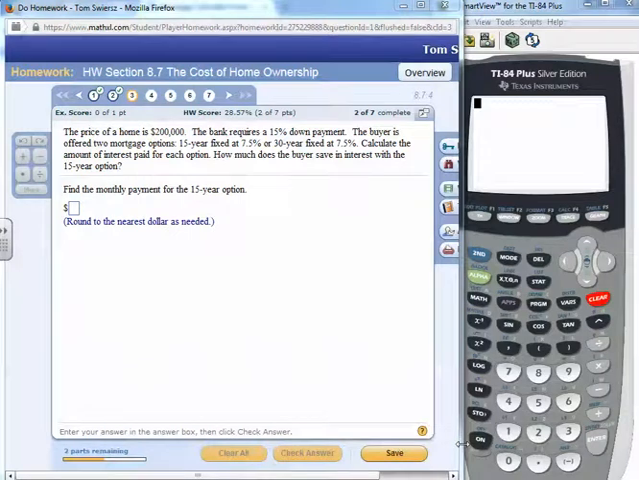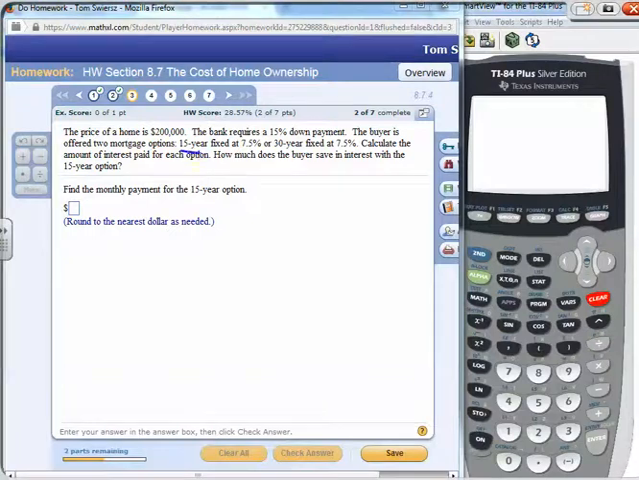Let's go ahead and solve problem homework exercise number 3 from section 8.7. It states the price of a home is $200,000. The bank requires a down payment of 15%. The buyers offer two mortgages, 15-year at 7.5% or 30-year at 7.5%. Calculate the amount of interest paid for each option. How much does a buyer save in interest with the 15-year option?